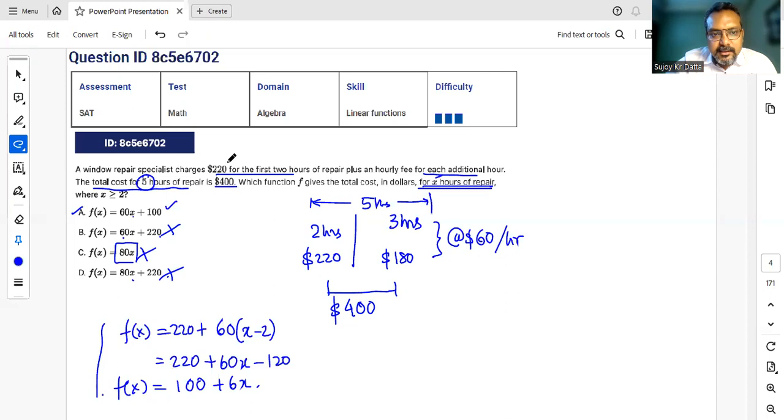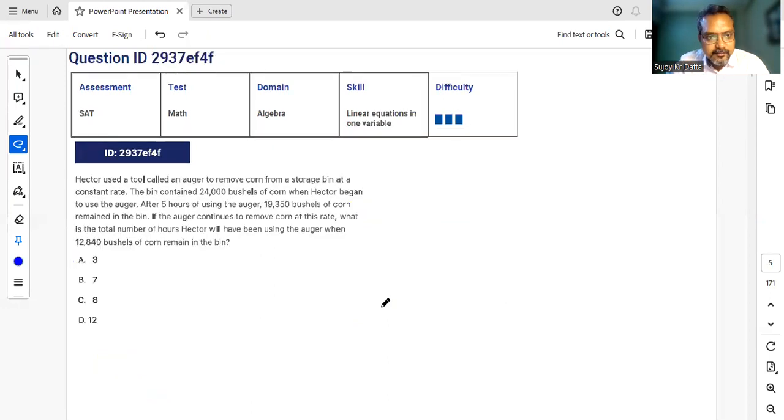Alternatively, you can also say, since it is 220 for the first 2 hours, if I were to just plug in x as 2, I should get 220 as well, right? So if I plug in x as 2, I do get 220 here. I get 160 here, which is again wrong. So we can just plug in values and solve it as well. Next.